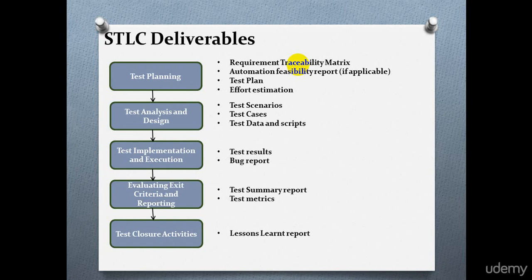And the final phase of STLC is test closure activities. During the last phase of test closure, the testing team will meet, discuss and analyze testing artifacts to identify strategies that have to be implemented in future, taking lessons from the current test cycle, and this will be documented in the document called lessons learned. So the deliverable of test closure activities is lessons learned. The idea is to remove the process bottlenecks for future test cycles and share the best practices for any similar projects in future.